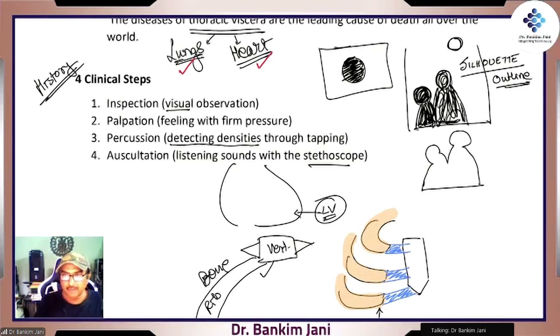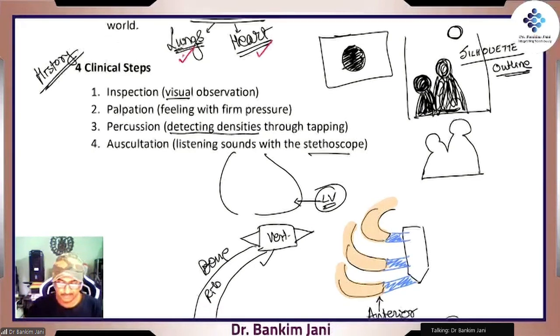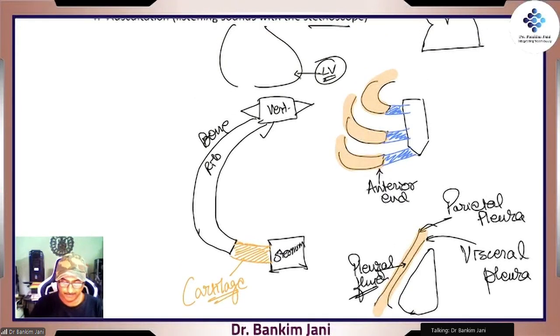Percussion, right? Percussion is detecting densities by tapping. So when we did that, when there is lung collapse, right? When there is air, there is no air, right? So then there is resonance. Thoracic viscera means organs, right? Over here, lungs and heart. And auscultation is what you listen via stethoscope, right? So here it is, right? Just same thing what we discussed.